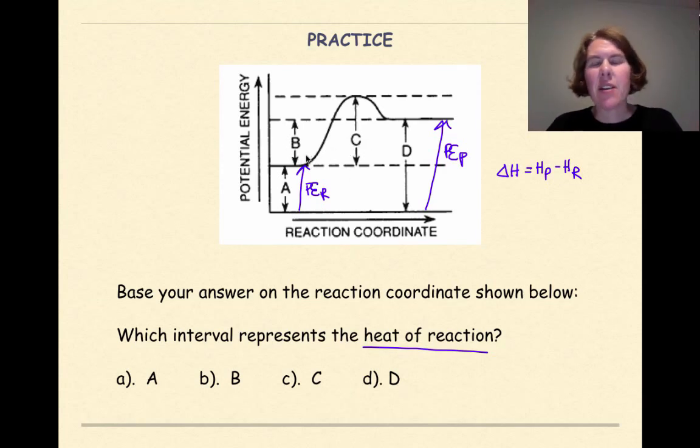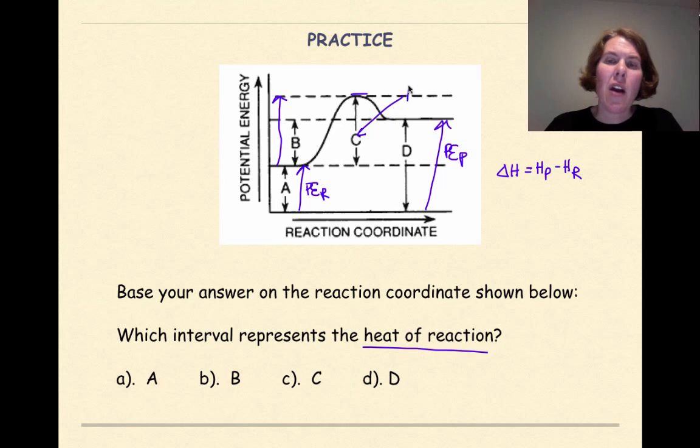Now C and B are sort of in weird spots on this diagram. It could be really easy to look at B and say, oh, that's right above the potential energy of the reactants, I'm going to call that the activation energy. But remember, activation energy goes from the potential energy of the reactants all the way up to the top of the activated complex right there. So C is really our activation energy.